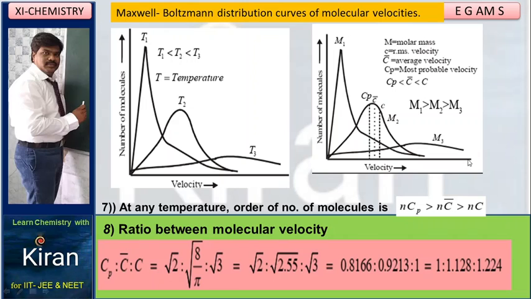So see here, lower mass molecules move fast. This is M3, the molecular mass is less. M1, whatever molecules are there, the molecular mass is high. That's the reason it moves up to here itself only. This is somewhat higher, it is moving here. So this is comparative.